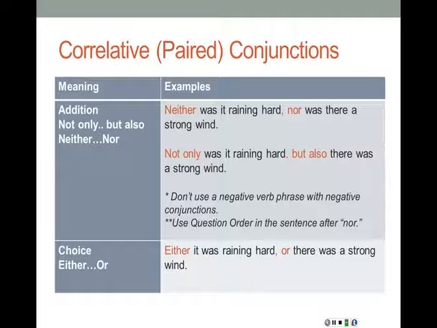Notice that when we use positive paired conjunctions like either/or and but also, we don't change to question order. We just use regular sentence order, subject, verb, object. Take a minute to pause the video and read through the examples carefully.